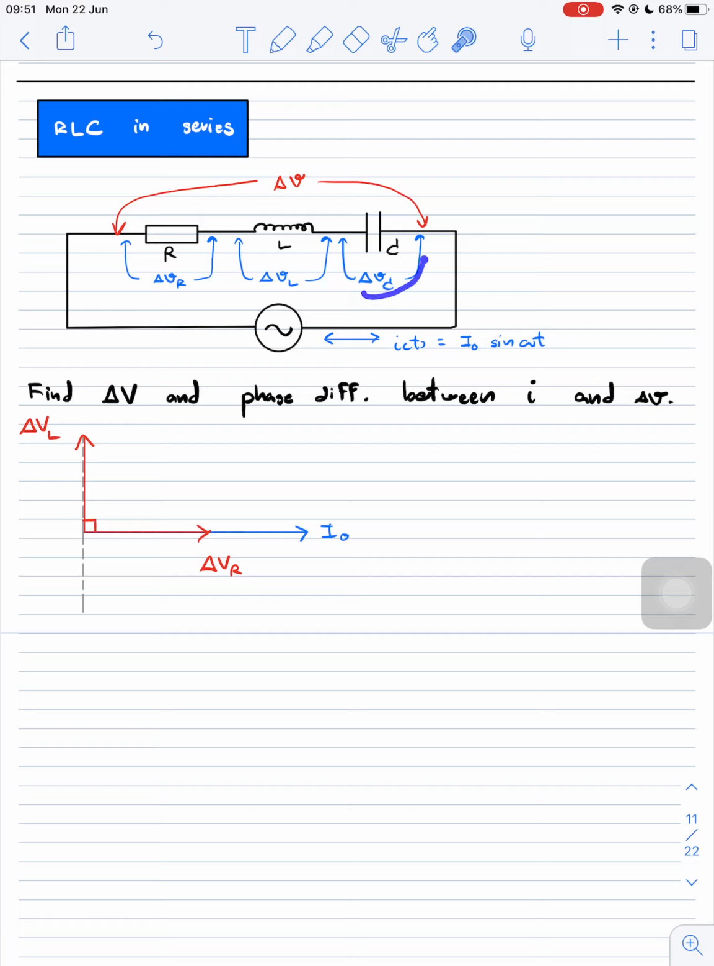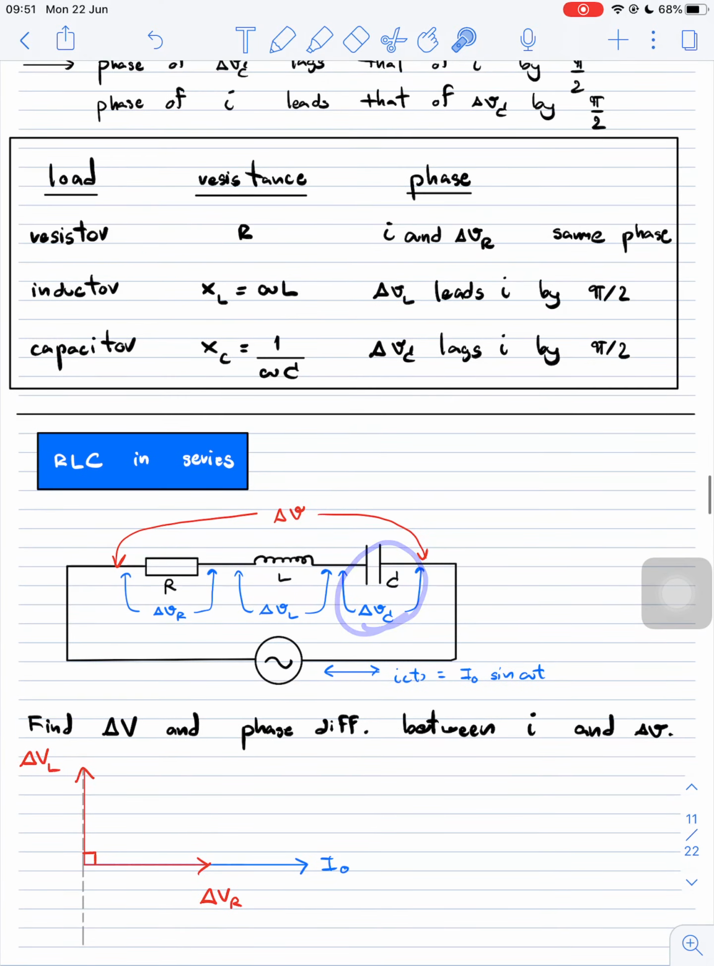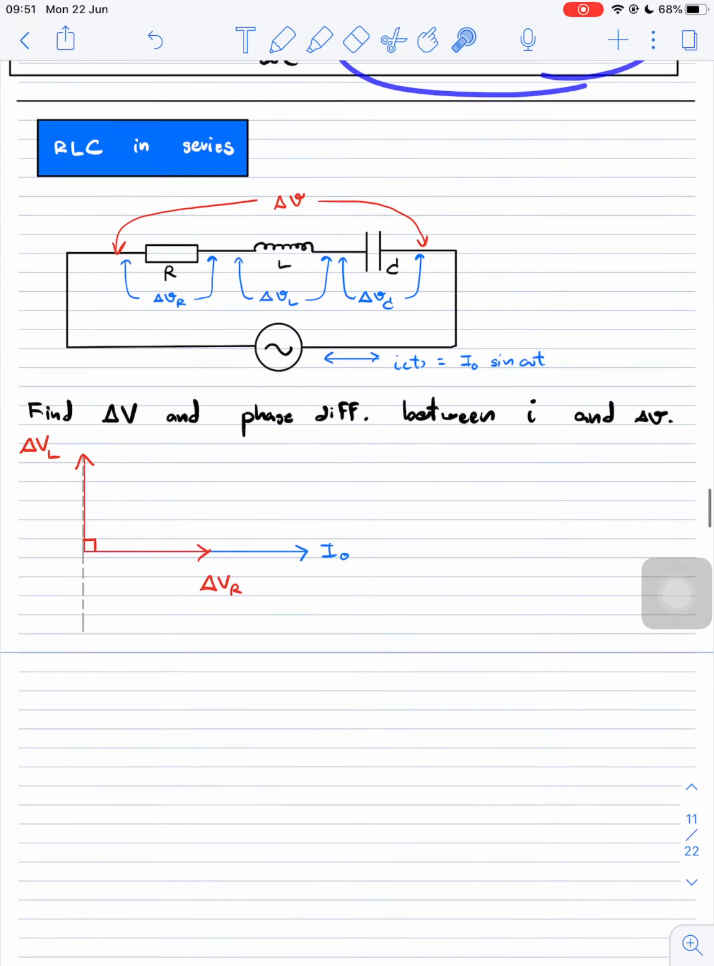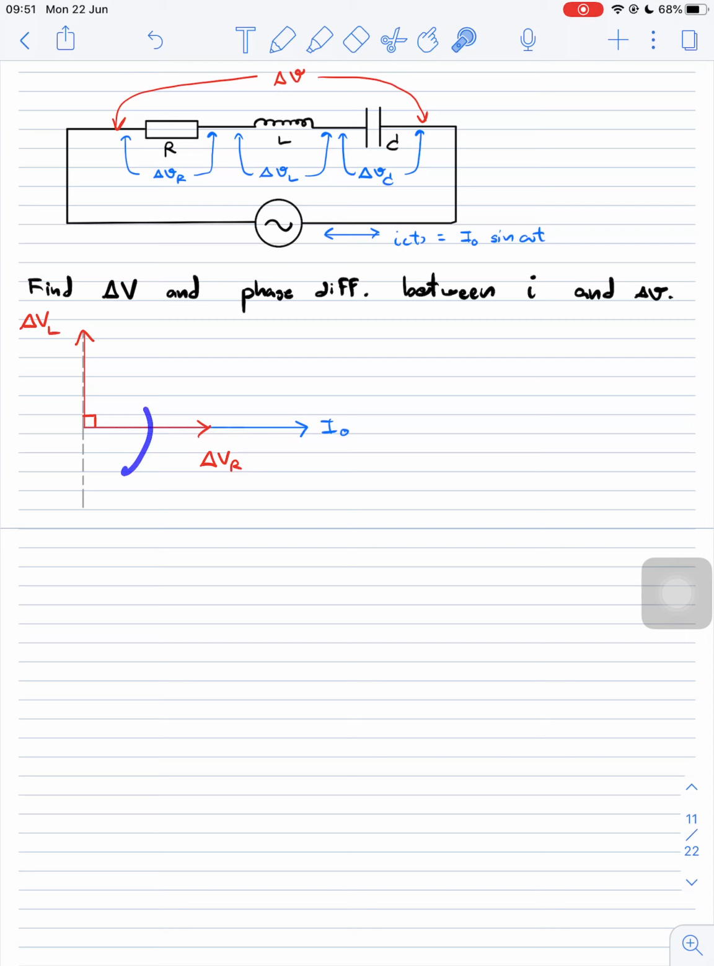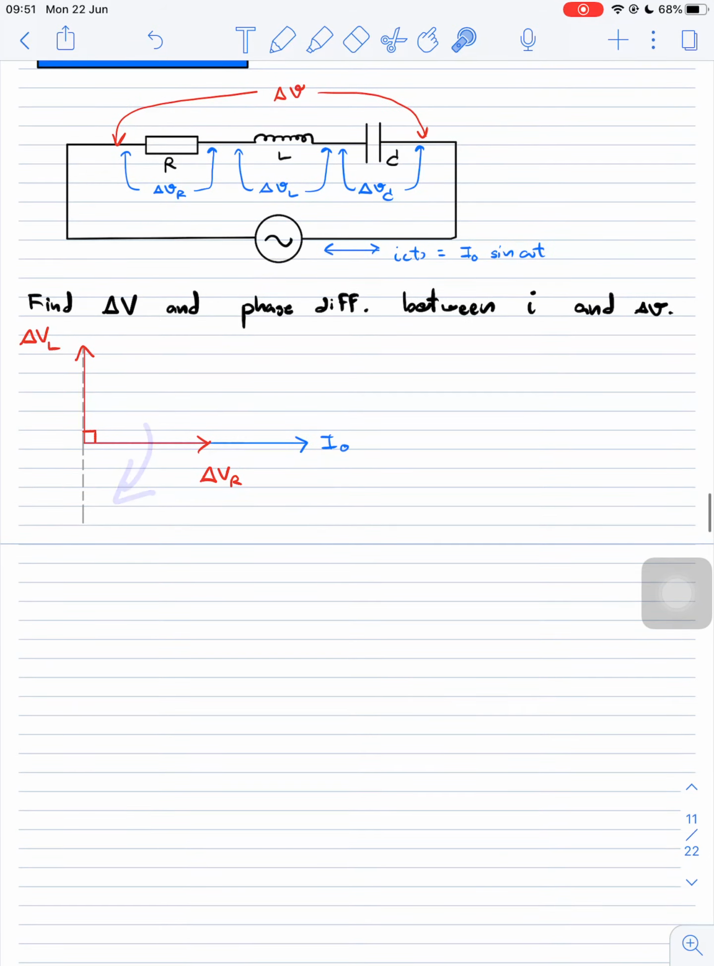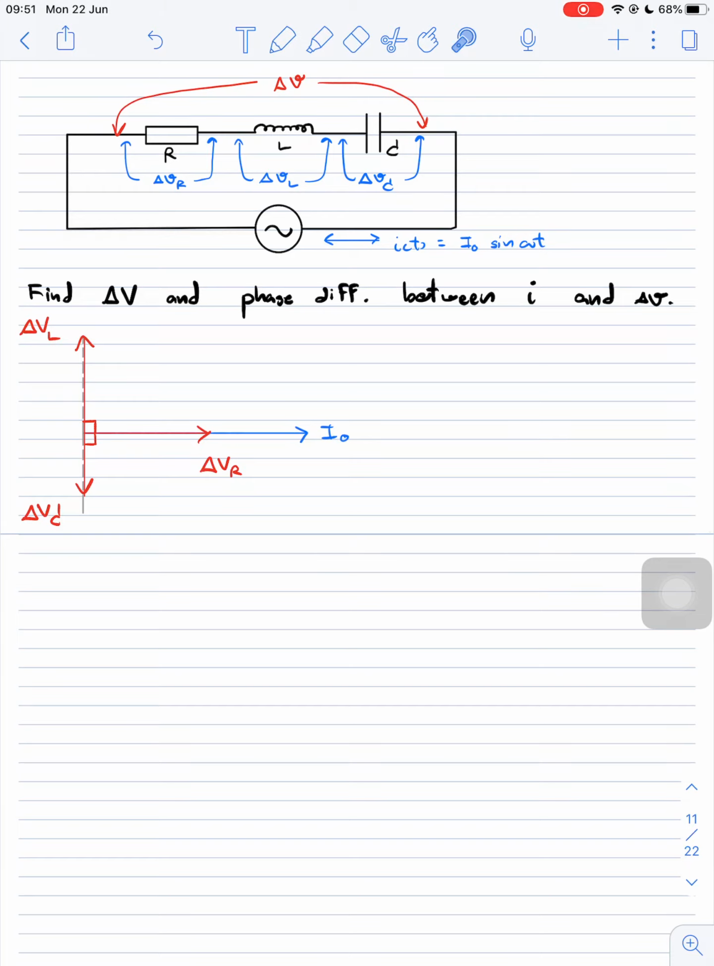Finally for delta VC, the potential difference across the capacitor is lagging the current by 90 degrees. Lagging means it will go in the clockwise direction. So delta VC points in this direction, also making 90 degrees. This will be the phasor diagram of delta VR, delta VL, delta VC, and the current, the I naught here.